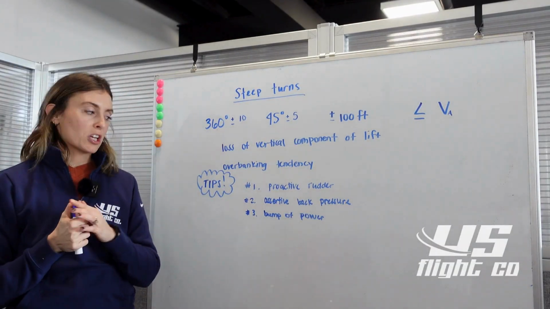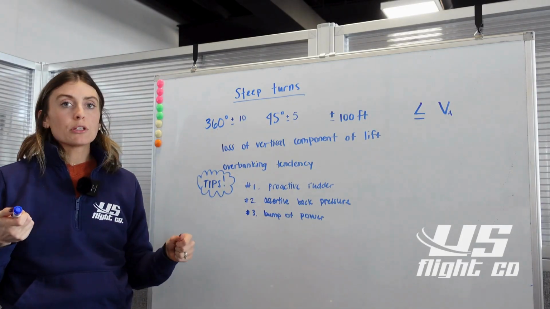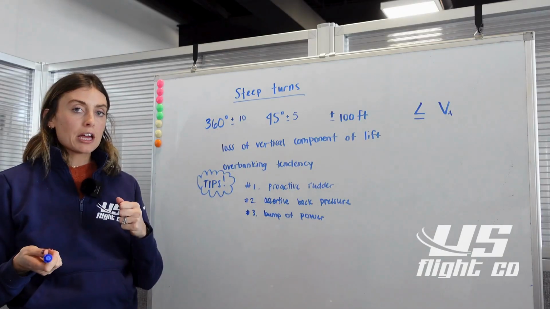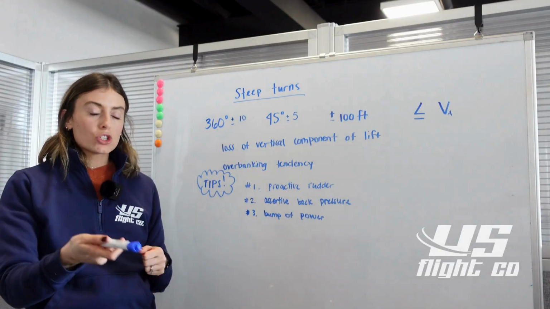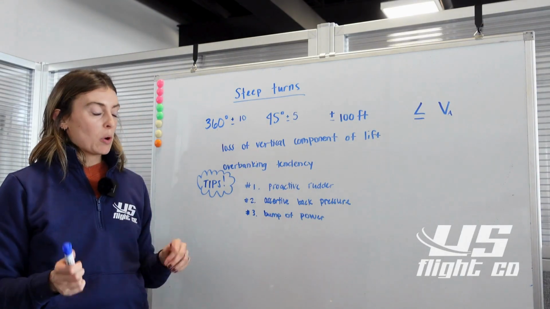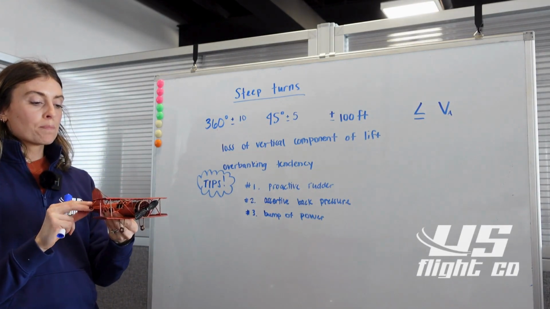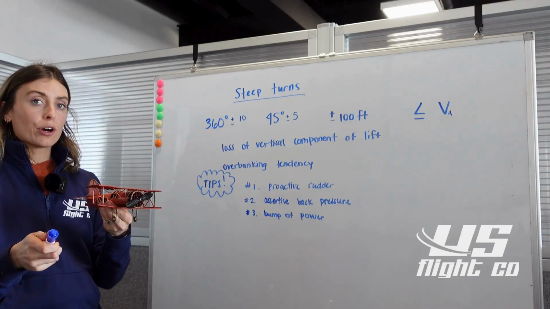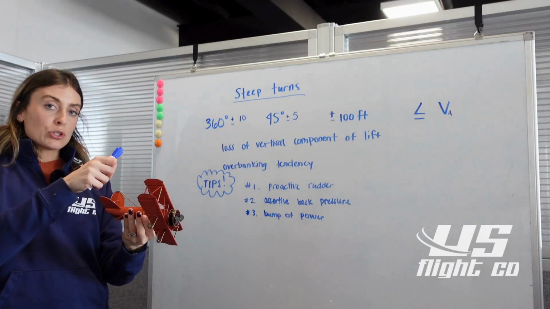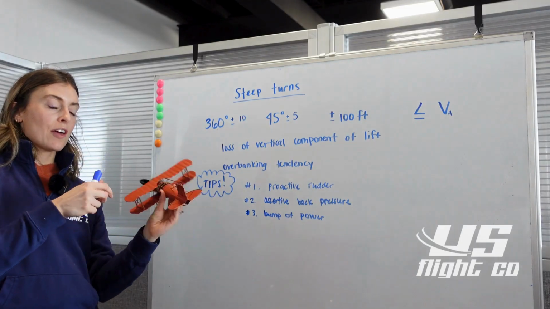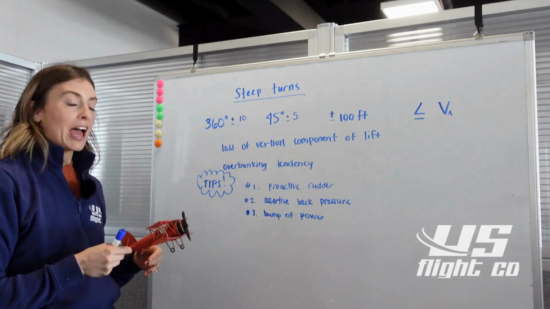Third and final tip is a bump of power. As you know, you're going to be losing that vertical component of lift and applying back pressure, so I like to give a little bit of thrust prior to the maneuver. So how I initiate the maneuver: you're at a good maneuvering speed, you do a bump of power, rudder in the direction of the turn, bank to 45, be assertive with that back pressure, and then roll out plus or minus 10 degrees of your initial heading.